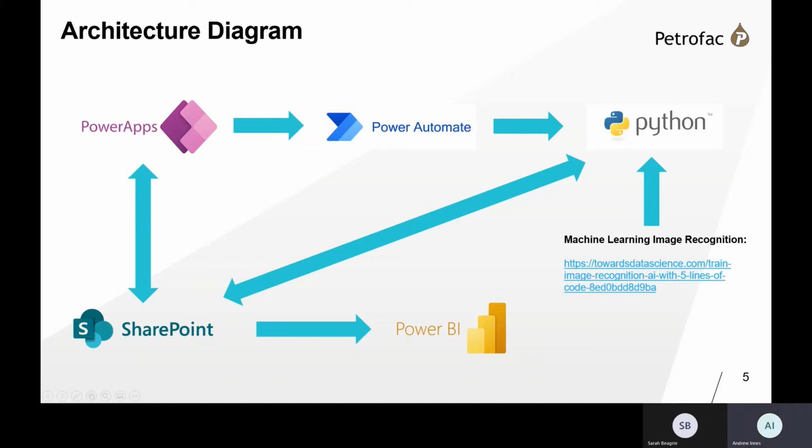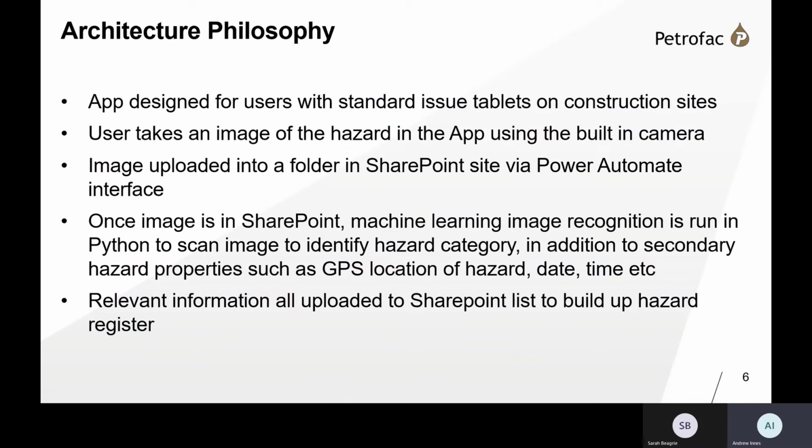Now, the app was designed for standard issue tablets on construction sites. The user takes an image of the hazard in the app using the built-in camera. The image is uploaded into a folder within a SharePoint site via Power Automate. Once the image was in SharePoint, the machine learning image recognition is run in Python to scan the image to identify the hazard category, in addition to providing secondary hazard properties such as the GPS location of the hazard, the date, the time, etc. All the relevant information was uploaded to a SharePoint list to build up a hazard register and automate what was previously a manual process.